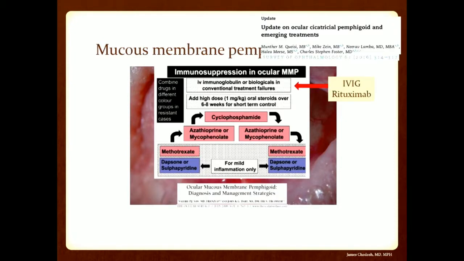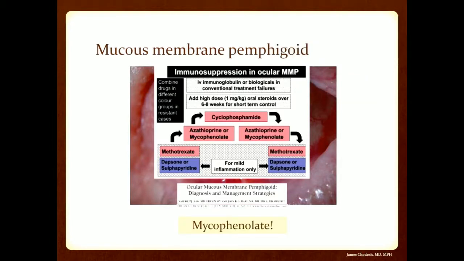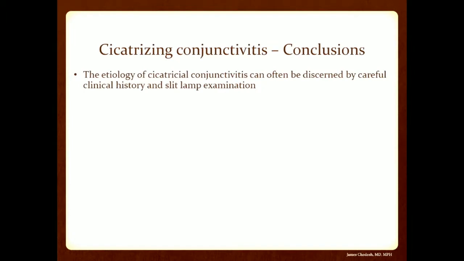For patients that are resistant to all therapies, the group in Boston, Rafi Ahmed and Steve Foster, have really shown that these patients, when treated with IVIG and rituximab, can do fantastic. You take a patient that's resistant to every immunosuppressive therapy and change to this, and the patient will quiet down. It's very, very effective if you can give it. And as I mentioned, though, in most cases, mycophenolate is sufficient.